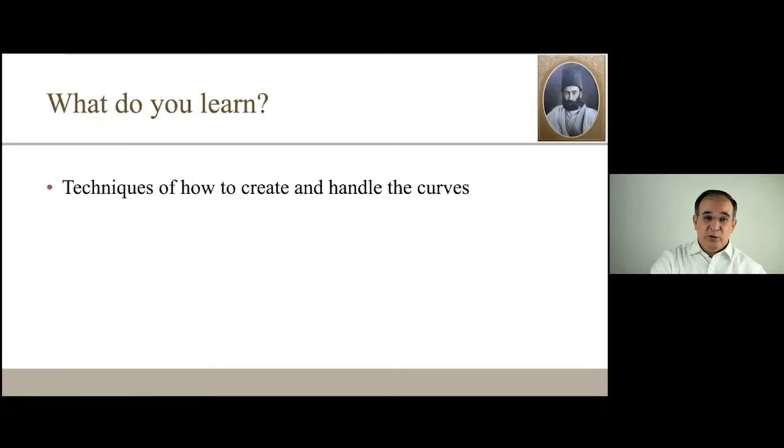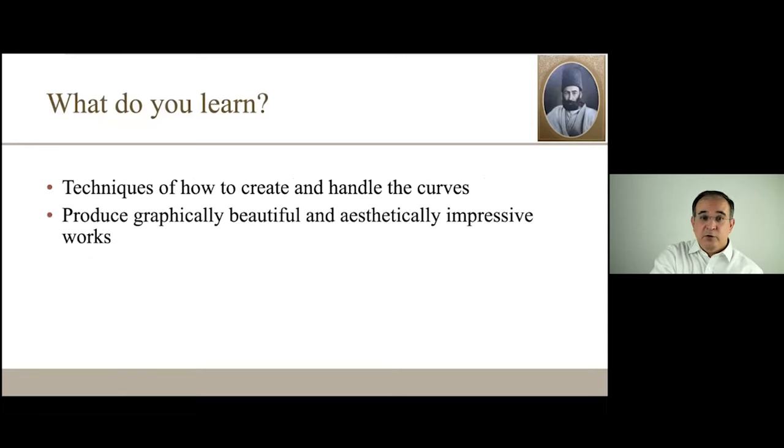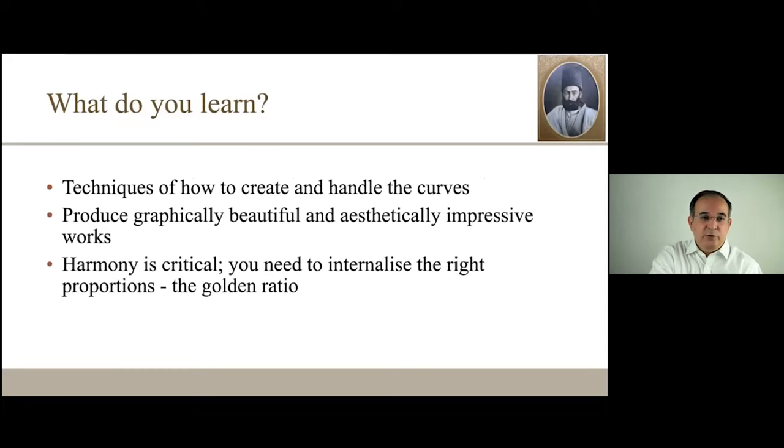So, what is it that you learn? Of course, the initial thing is the techniques of how to create and handle the curves and the dots. As you move forward, what you learn is how to produce graphically beautiful and aesthetically impressive works so that you enjoy it and the viewers enjoy it as well. To produce that, harmony is critical. You need to be able to internalize the right proportions. You could say it is a golden ratio that is used in mathematics as well.